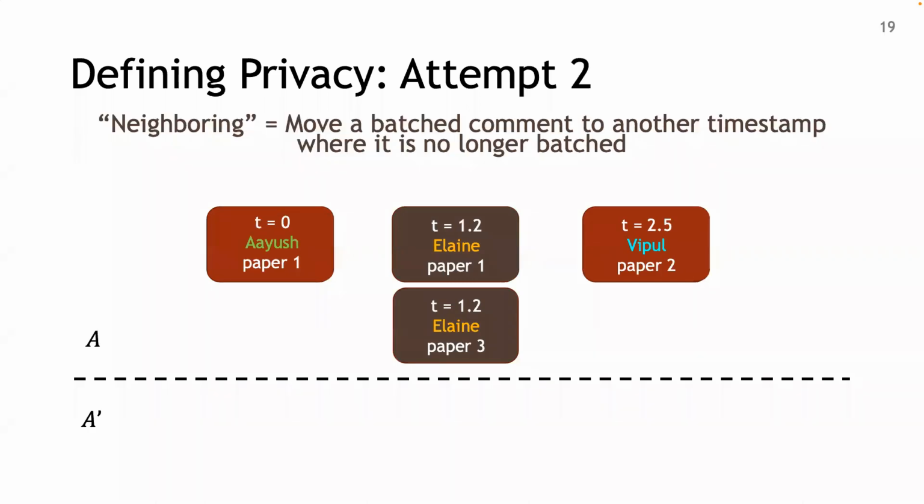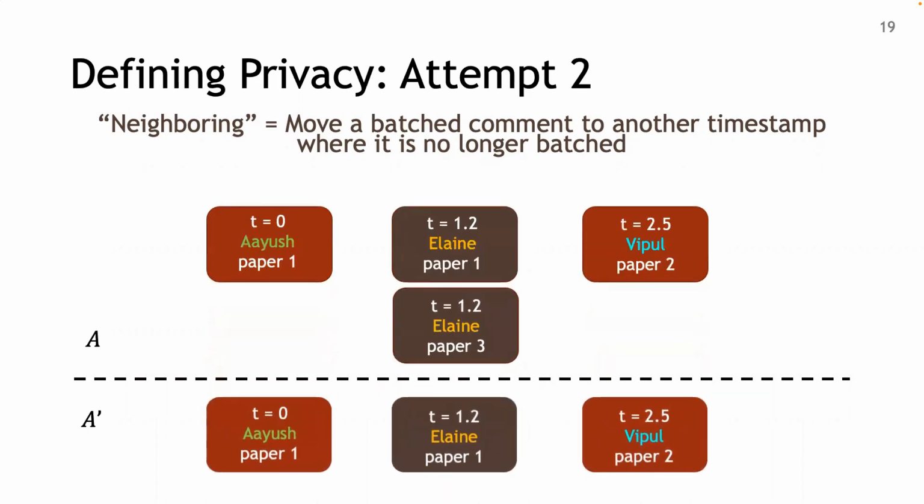didn't occur. So, second attempt at defining privacy, we'll say that neighboring should mean that you move some batched comment to another time step where it's no longer batched. So let's say we took this input A, and we now will move this comment from Elaine to some later time step, time 1000.